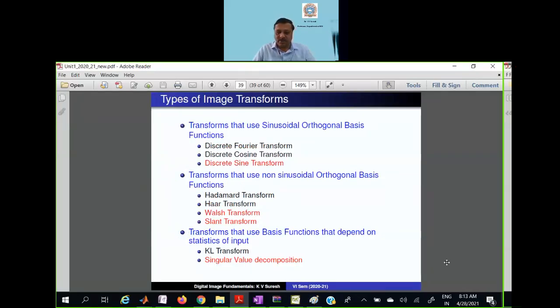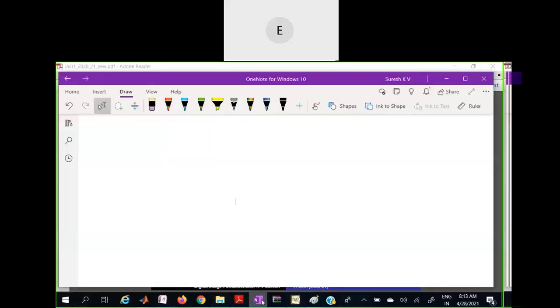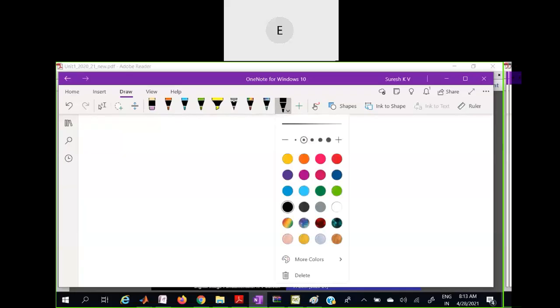Let me go to my OneNote. Okay, I hope the OneNote screen is visible. Yes, sir. Okay.